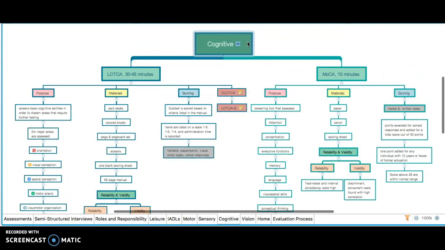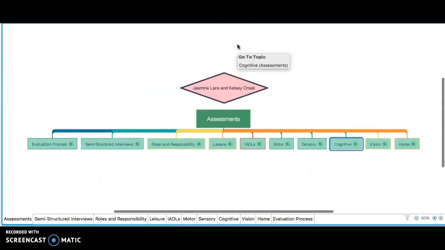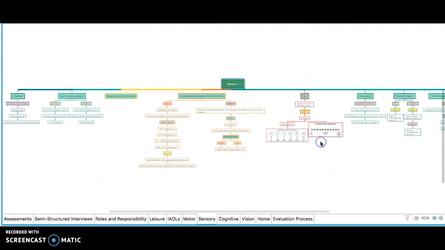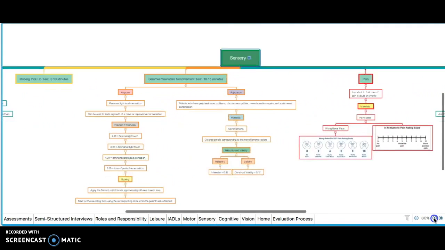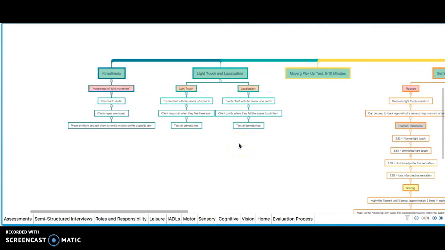Now on to the sensory assessment. We thought it was important to mention all sensory assessments that we learned both in Dr. Chan and Professor Lohman's classes. For some of these assessments, such as light touch and kinesthesia, we did not provide all information pertaining to the assessment. Instead, we thought it more relevant to just list how to administer the test and where to administer it.